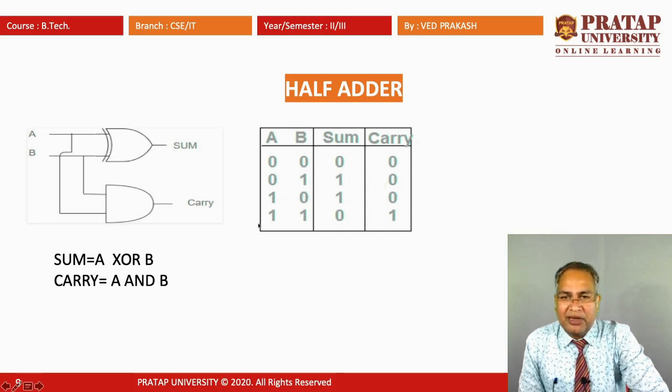If both inputs are 1, then sum is 0 and carry is 1. So, that truth table basically denotes the functioning of a half adder. So, how would we give the output of the half adder that is denoted by this truth table?